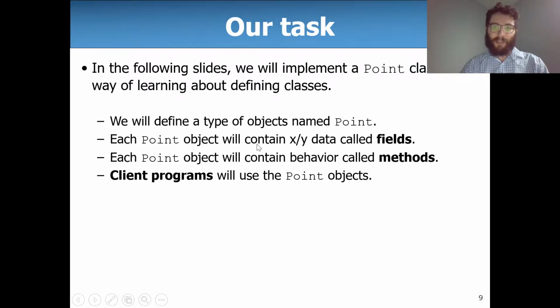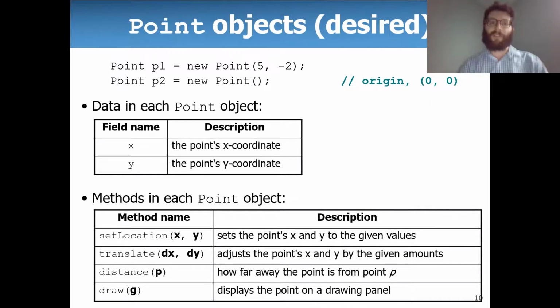So each point will contain XY data. It will have fields, which are basically the data that describes the point. And what data describes the point? It's where it's located, so its XY coordinate. It's going to have its fields, and then it's going to have a bunch of things that we can do with points, like calculate the distance from one point to another, or move this point to another point. Those are called methods.